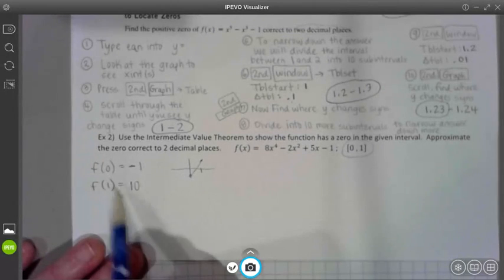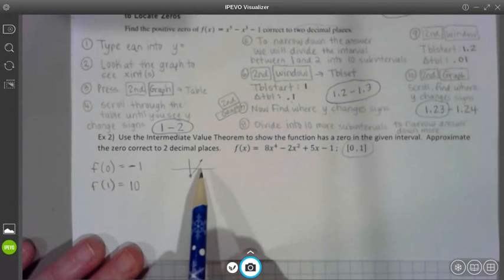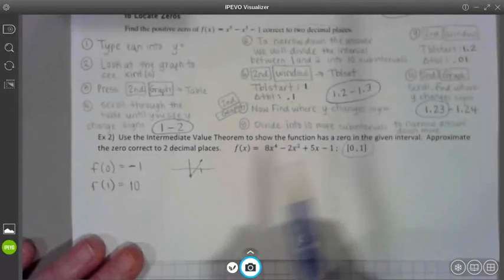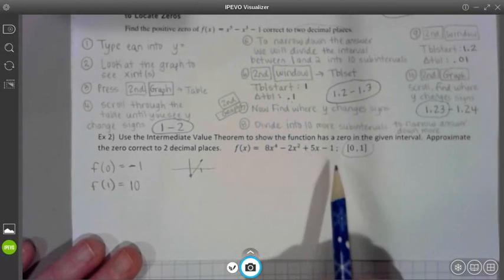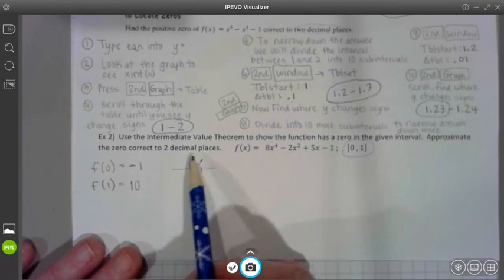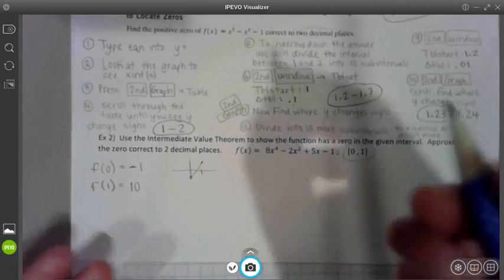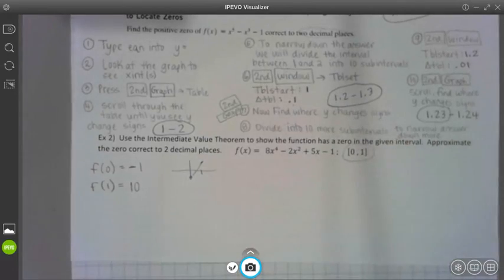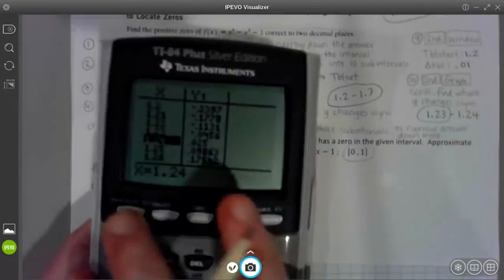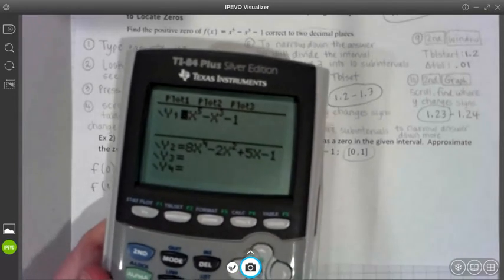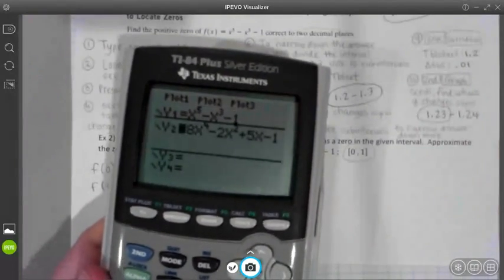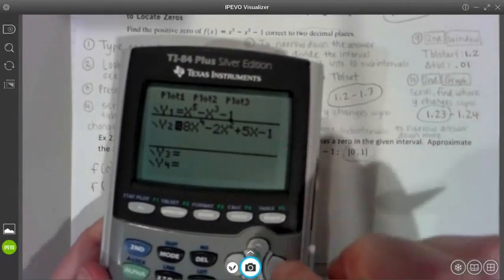It's proving that y changed signs, so there's got to be an x-intercept in between 0 and 1. Now we're going to let the graphing calculator do the heavy lifting and approximate it correct to 2 decimal places, okay? First you'd have to type this equation in. So I would go to y equals, turn this one off, turn this one on. I already plugged it in. So type that equation in, right?